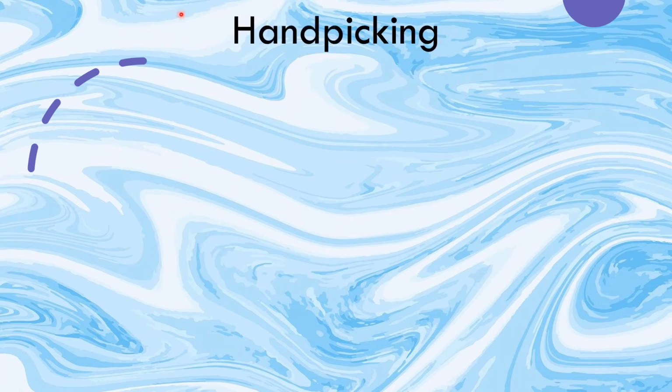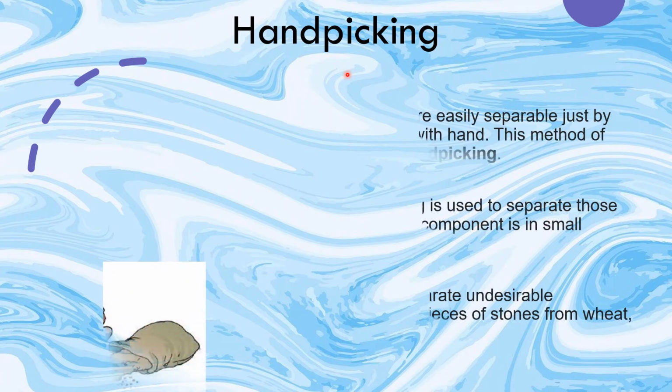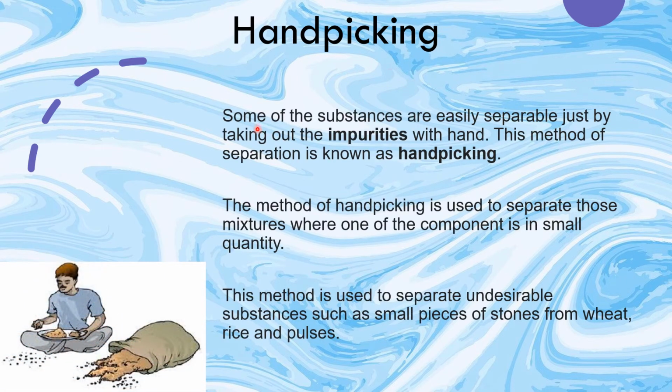Hand picking. Let's talk about the ways of separation. Now we will start with hand picking. Some substances are easily separable just by taking out impurities by hand. Like if I am taking lots of small pieces of blocks from large pieces of blocks, that can also be called hand picking.